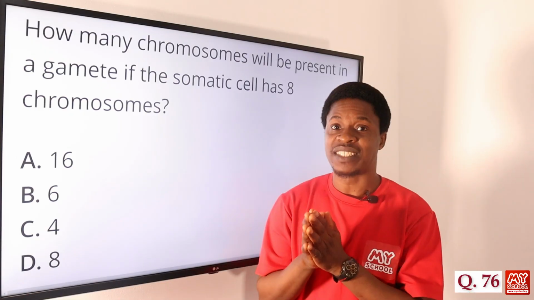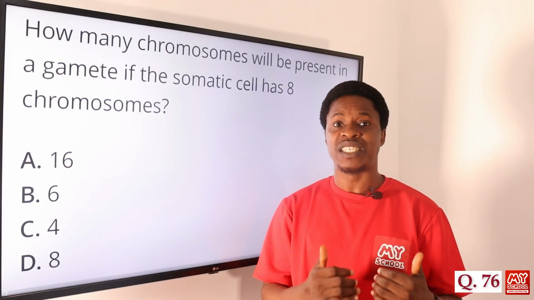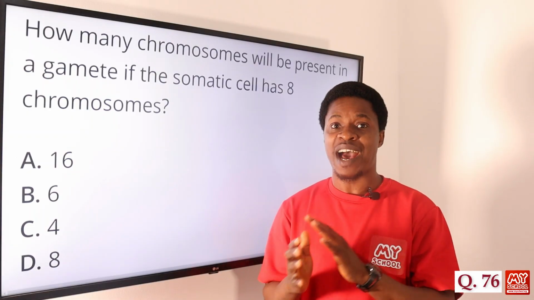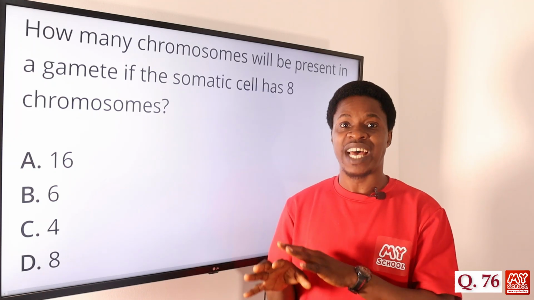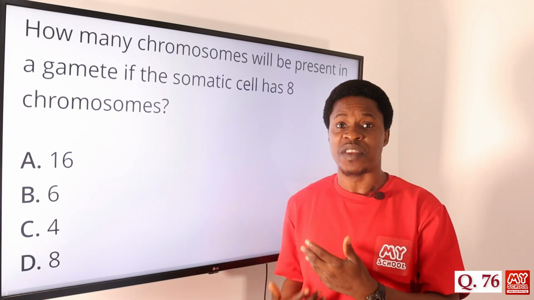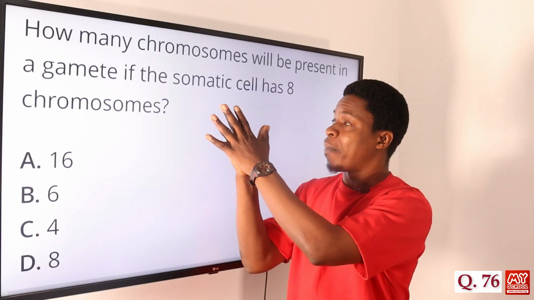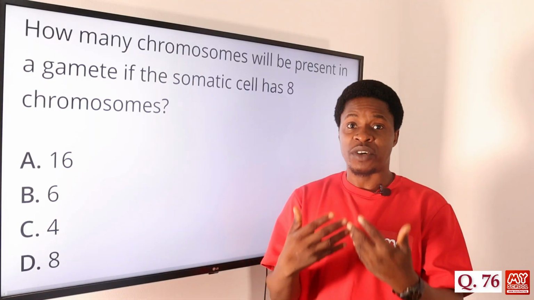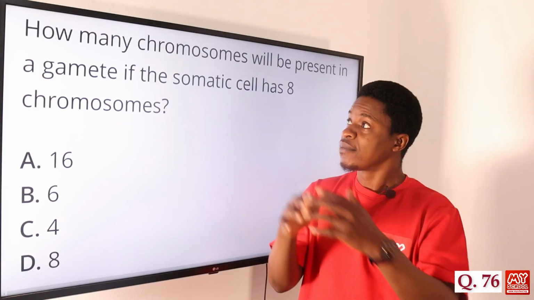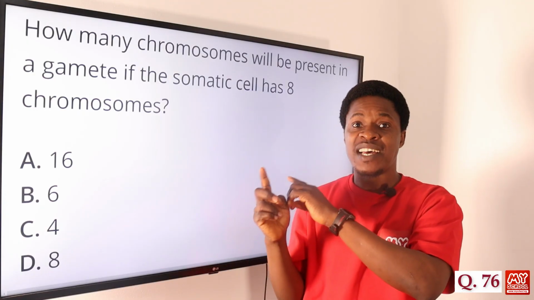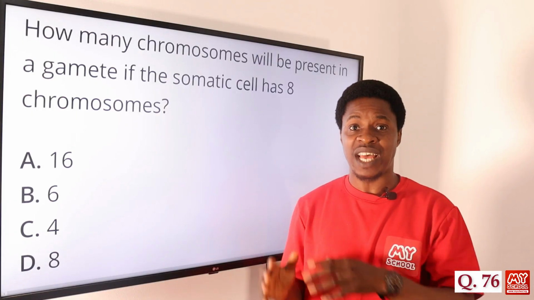Usually, somatic cells are cells that are produced during mitotic cell division. We have two cell divisions: mitosis and meiosis. Mitosis has to do with the production of the body cells, the somatic cells, while meiosis has to do with the production of the sex gametes, the sex reproductive cells.